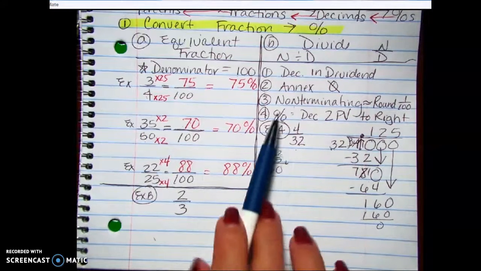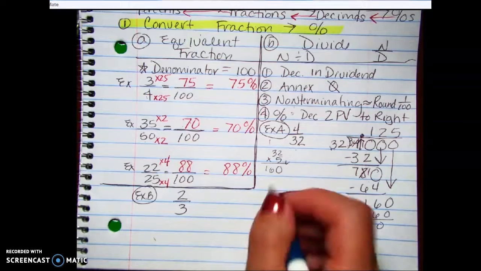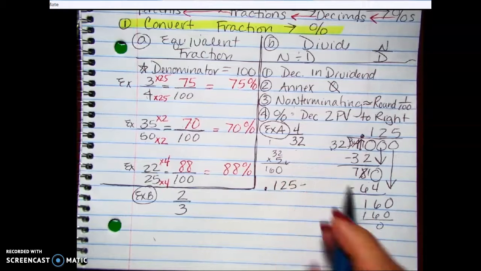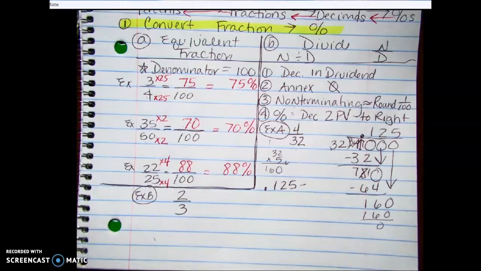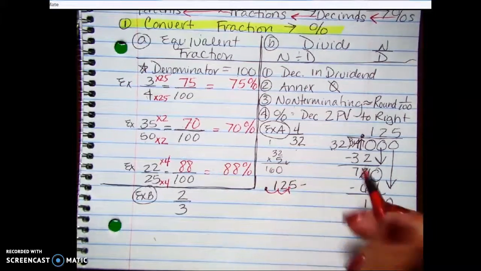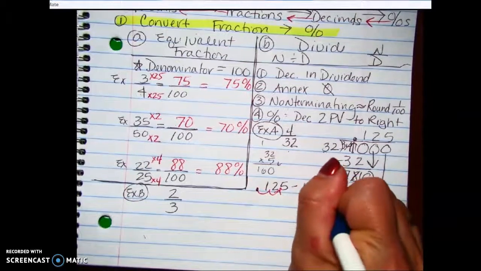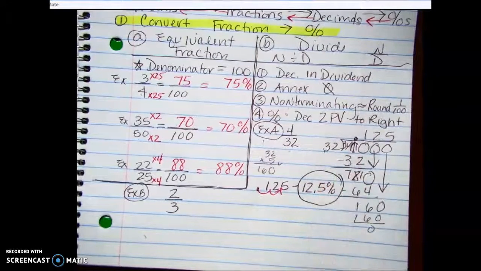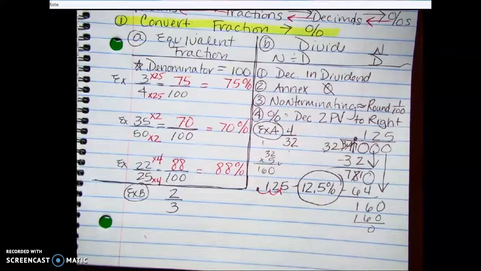But I'm not done. I've now got a decimal, but I need to get it to a percentage. So I'm going to rewrite my decimal, and it says move the decimal 2 place values to the right. So I go 1, 2, and my percentage is 12 5/10%. So that is how we would do it this way if we had something like this.